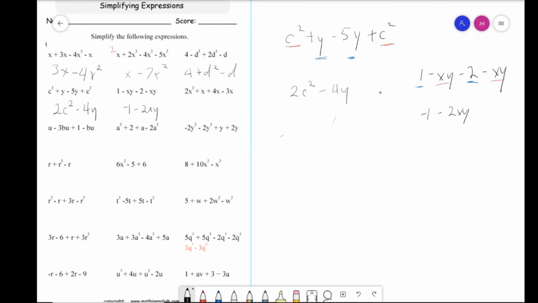Okay, next, 2x squared plus x plus 4x minus 3x. You can combine like terms on the x variables. So put down the 2x squared because you can't do anything about it. Plus 1x plus 4x minus 3x. Altogether, that will get you plus 2x.